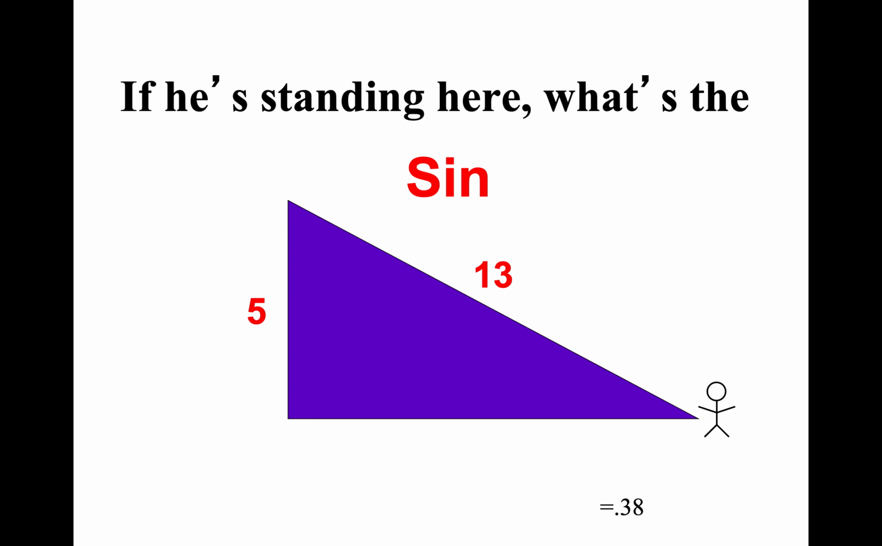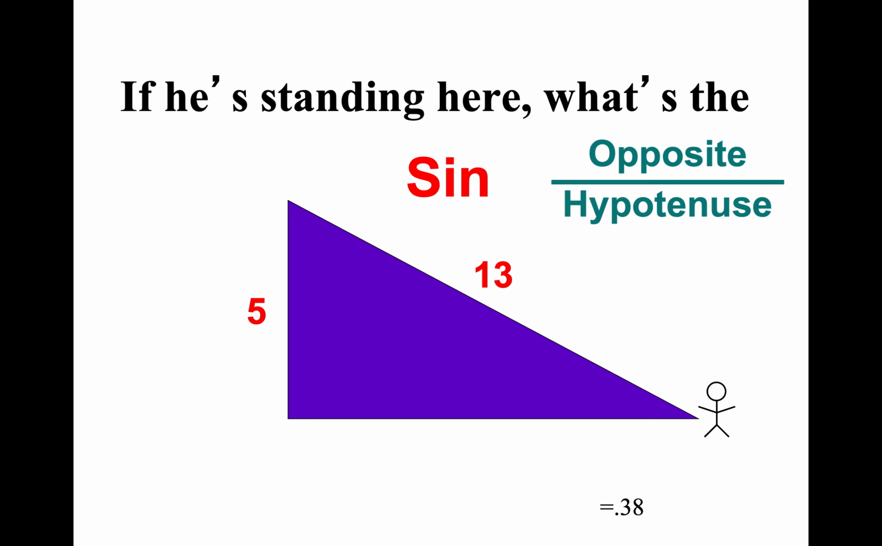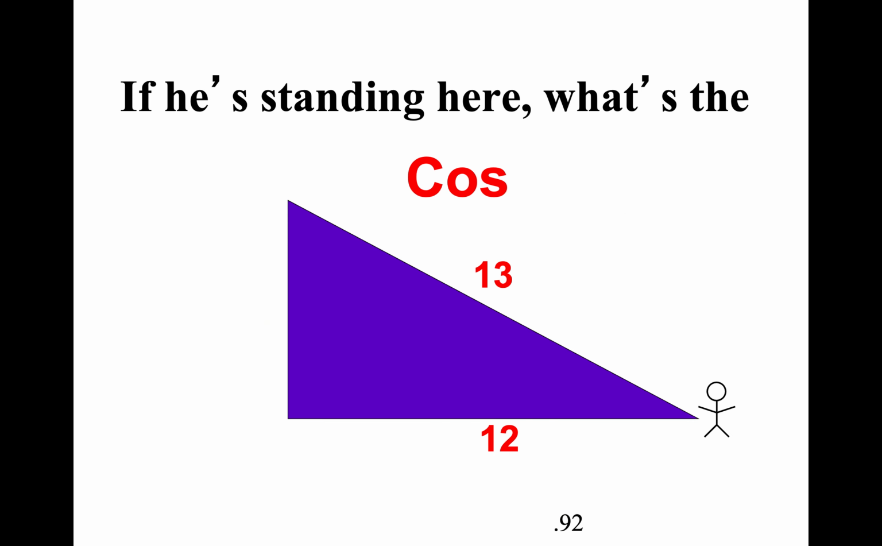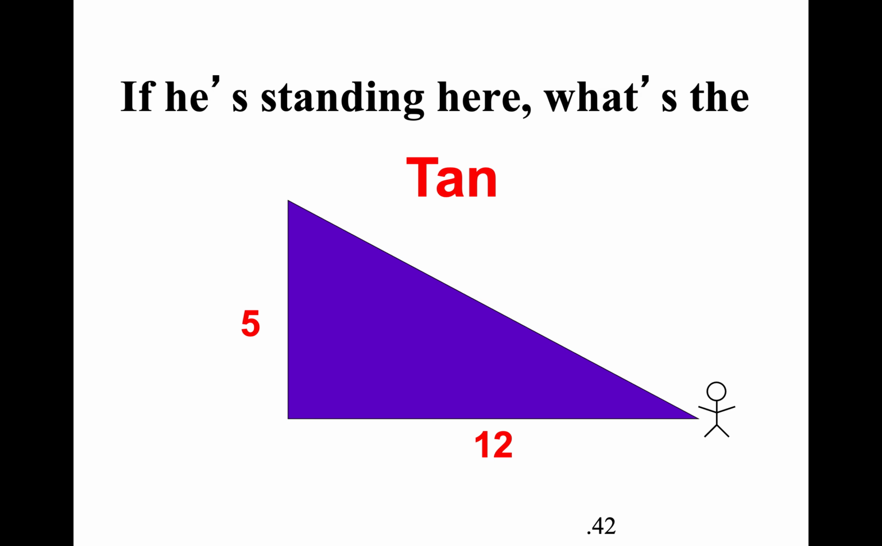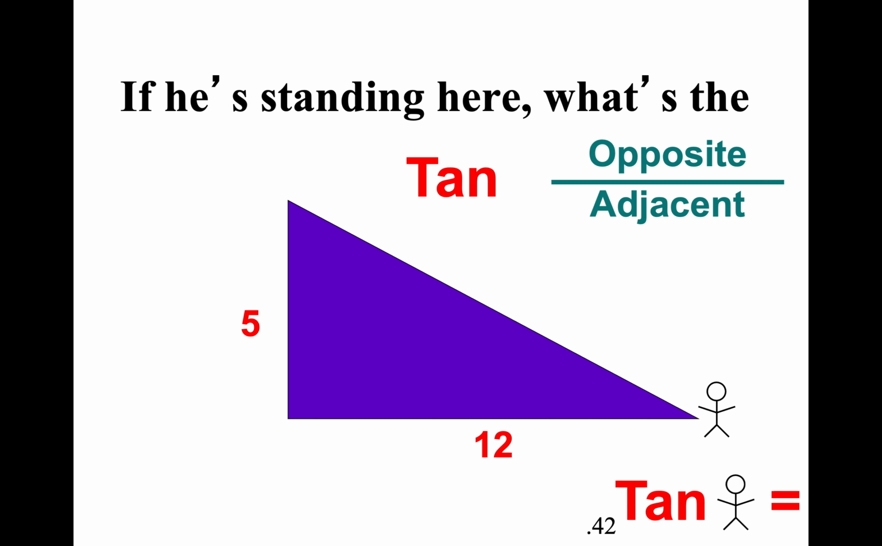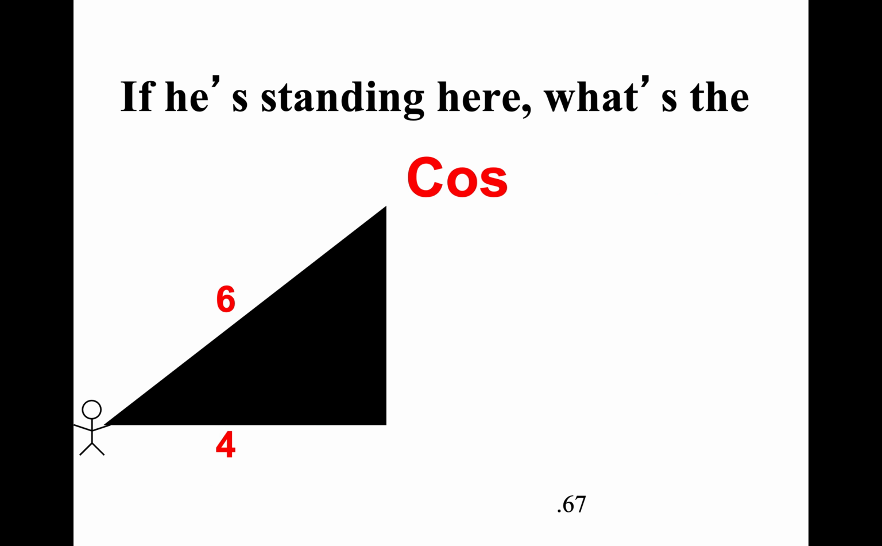So, standing here, we need sine, so we need opposite over hypotenuse, which is 5 over 13, or 0.38. Cosine, we need adjacent over hypotenuse, or 12 over 13, which in decimal is 0.92. Tangent, we need opposite over adjacent, 5 over 12, 0.42.